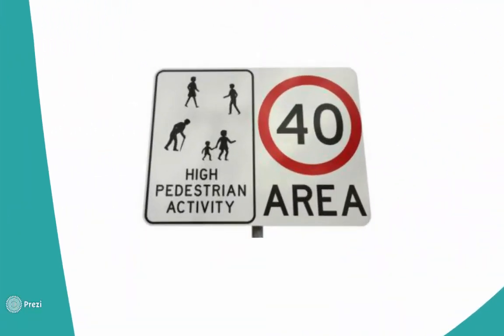So, here's a 40 kilometre an hour speed zone around schools. That's a policy, and it slows down the traffic, so perhaps it's safer for children to walk or ride to school.